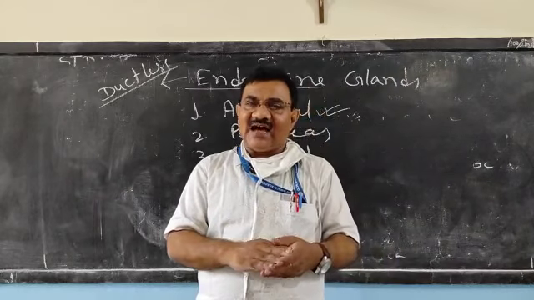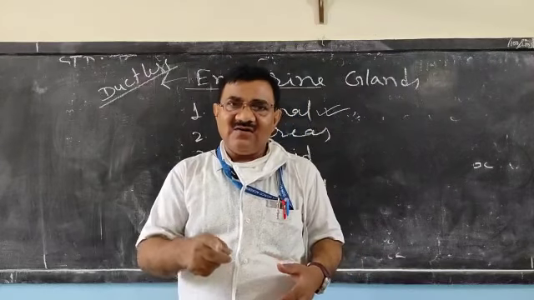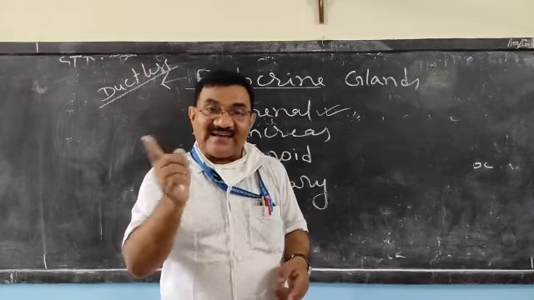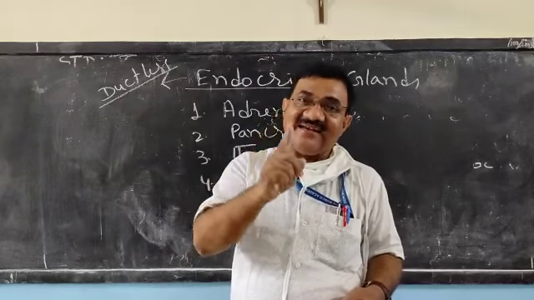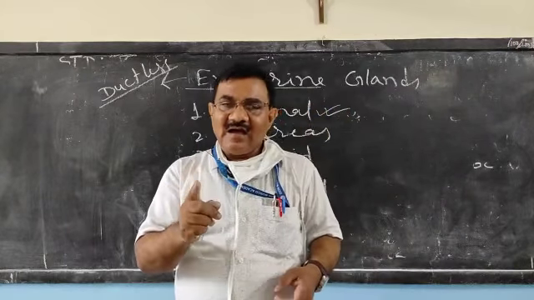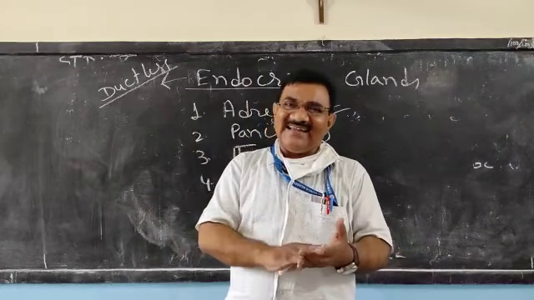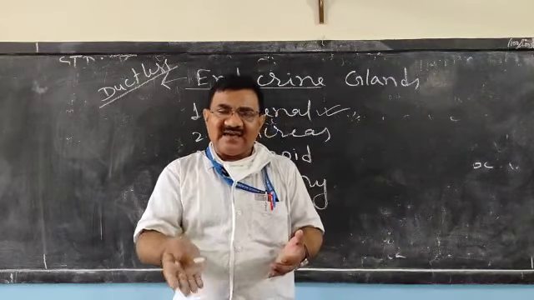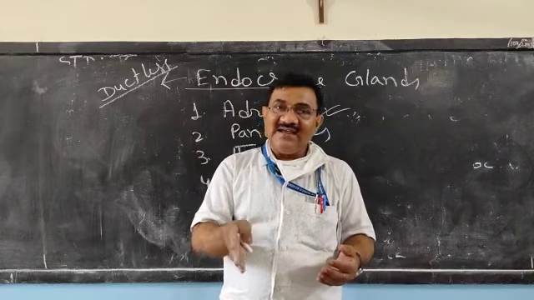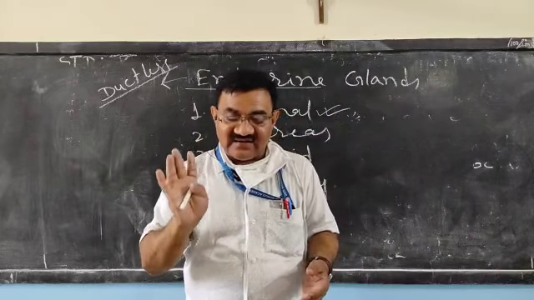If a less amount of antidiuretic hormone is secreted, there is one more diabetes, but that is not diabetes mellitus, that is diabetes insipidus. The condition and symptoms will be the same, but in diabetes mellitus the urine is loaded with sugar, but in diabetes insipidus, the urine becomes tasteless.